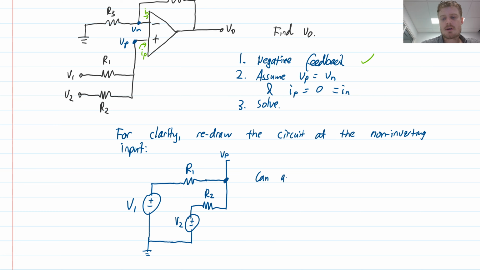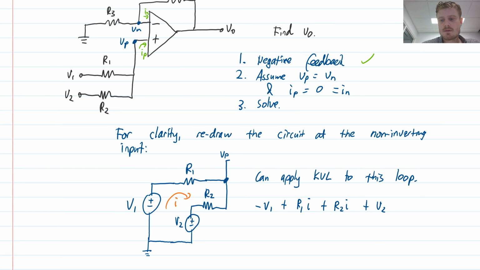So I can apply KVL to this loop. Or you can solve it other ways as well. But let's actually go and write down what will be the current around this loop. So using KVL, I'm going to have a current here, I, and I'll start in the bottom left corner and write down the equation. So I'll have negative V1 plus R1 times I plus R2 times I plus V2 is equal to 0.